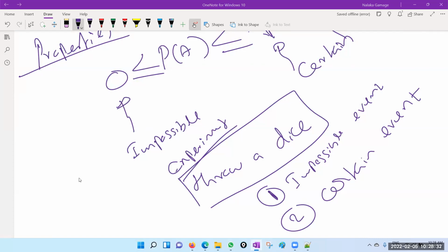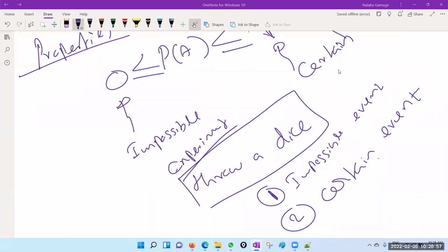Getting number 7, yes, that is an impossible event. So that is probability 0, because I specifically mentioned the sides are 0 to 6. Getting a number between 1 and 6, yes, so that is a certain event. So definitely the probability is 1. Okay, correct. So those are impossible events and certain events.